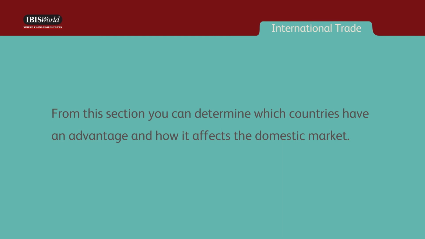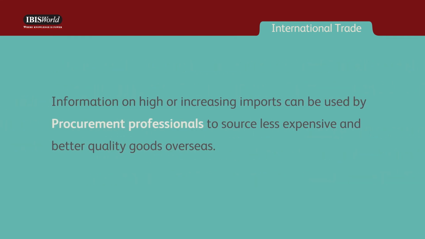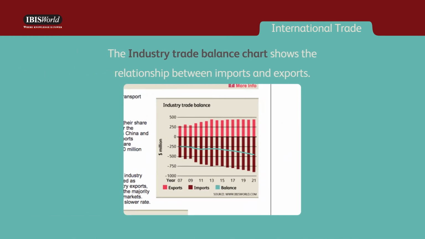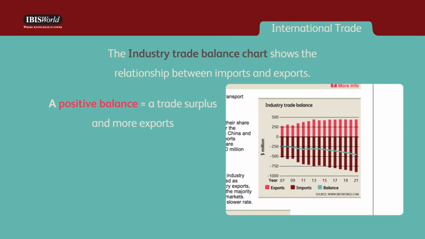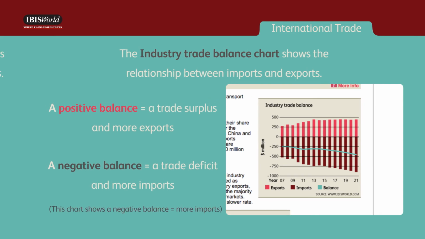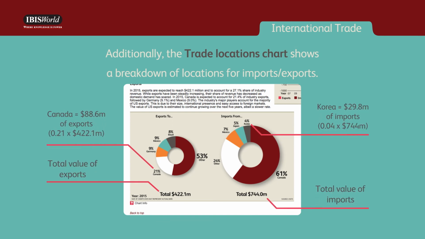From this section, you can determine which countries have an advantage and how it affects the domestic market. You can also assess risk of exchange rate fluctuation, legal and political factors affecting performance, and look for potential markets through exports. Information on high or increasing imports can be used by procurement professionals to source less expensive and better quality goods overseas. The industry trade balance chart shows the relationship between imports and exports. A positive balance equals a trade surplus and more exports, while a negative balance equals a trade deficit and more imports. Additionally, the trade locations chart shows a breakdown of locations for imports and exports.